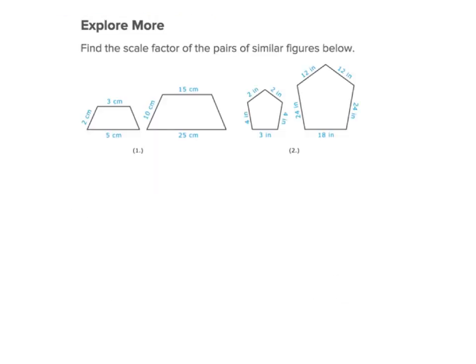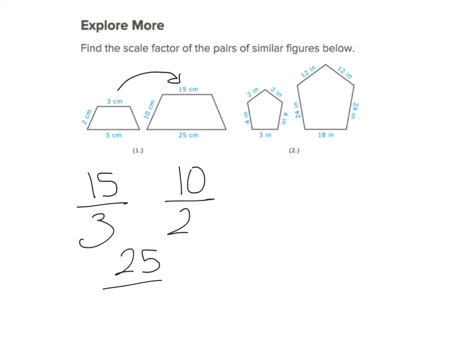So let's take a look at these problems. These are increasing into larger figures. So our scale factor should be a whole number. So let's take a look at the proportions that we can set up here with the corresponding sides. And it's easy to tell from these shapes what the corresponding sides are. We can see that these are all increasing by a scale factor of 5. So that would be the scale factor here.